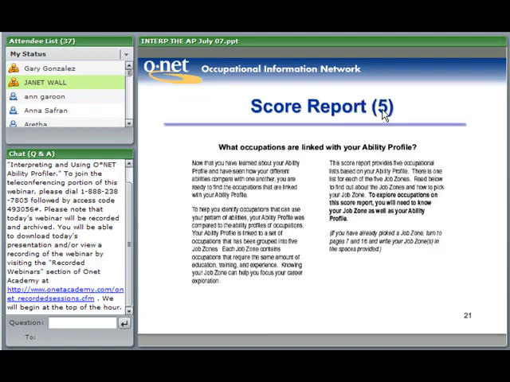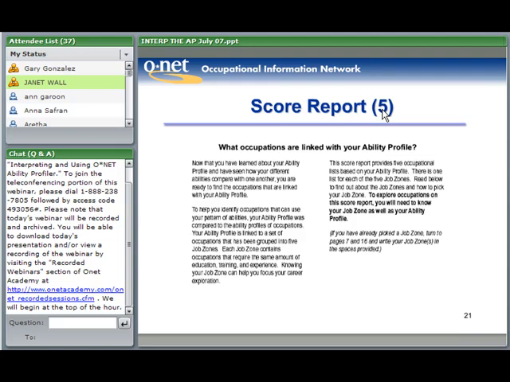All right, so now back to the score report. We've talked about the kind of information a person gets back in terms of their actual scores. So they get percentiles and they get number correct. But the most important thing that they get from the score report is a set of occupations that match their profile. And so this report begins to describe the kind of information that they're going to get.